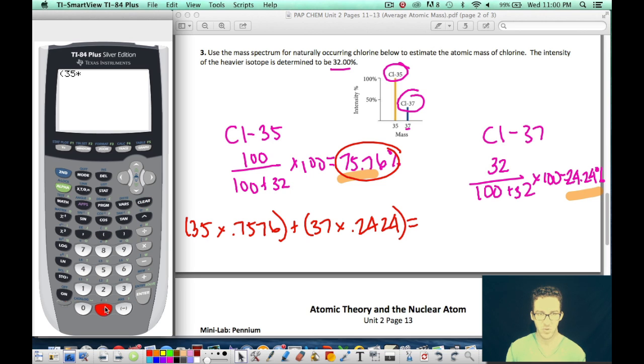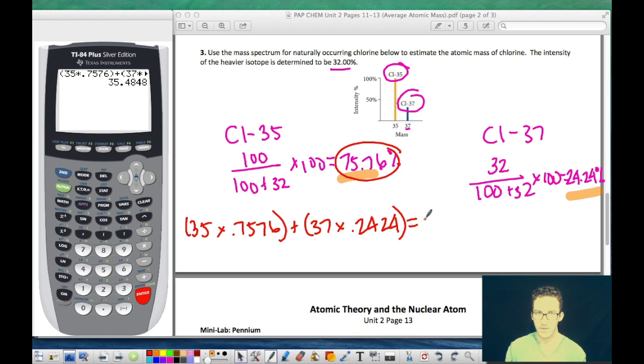35 times 0.7576, close, plus 37 times 0.2424, close, go. 35.48 AMU for our weighted average of chlorine as determined by this mass spectrum. Woo!